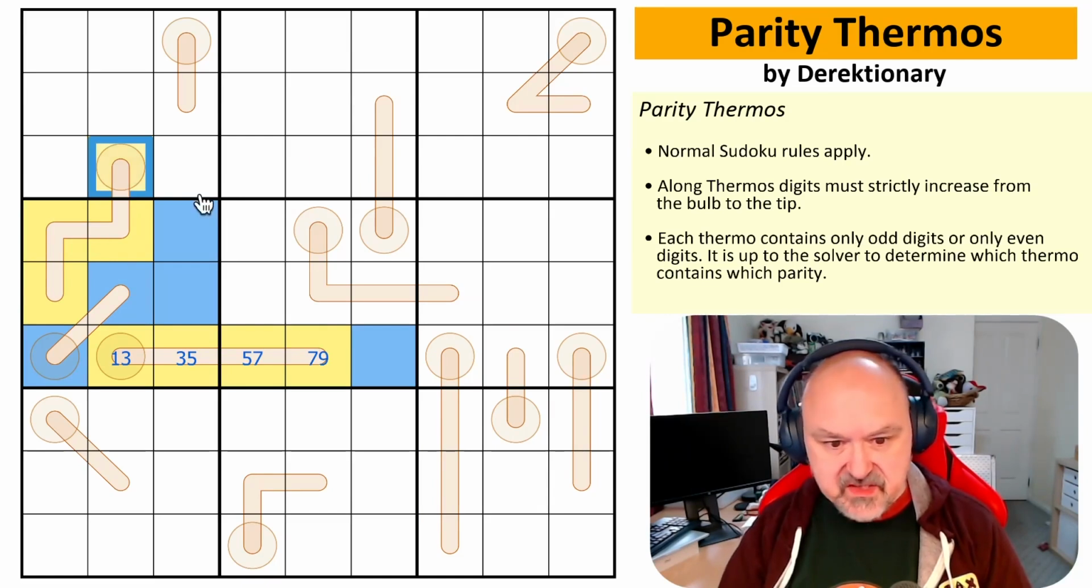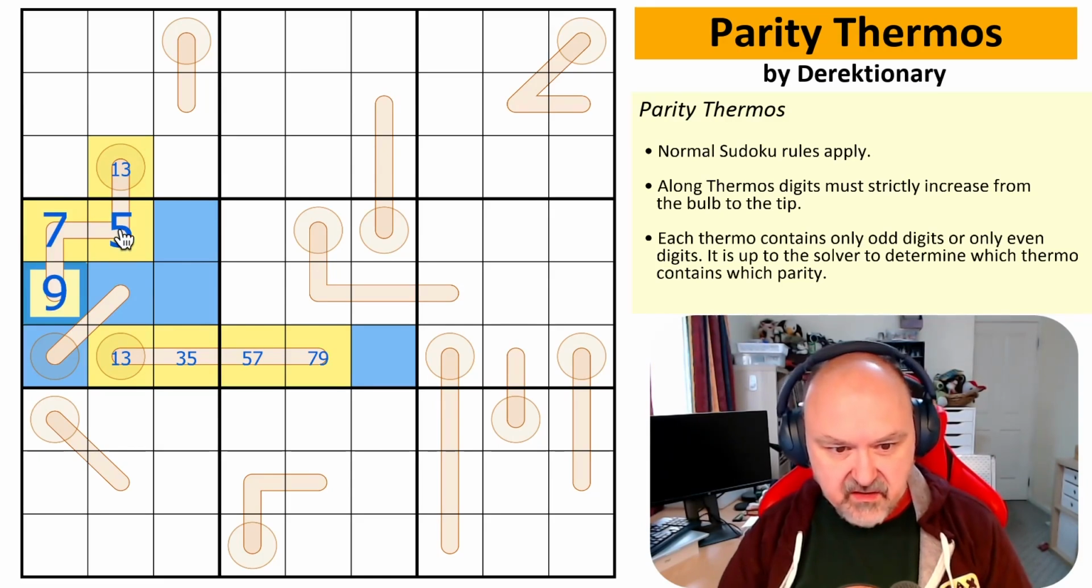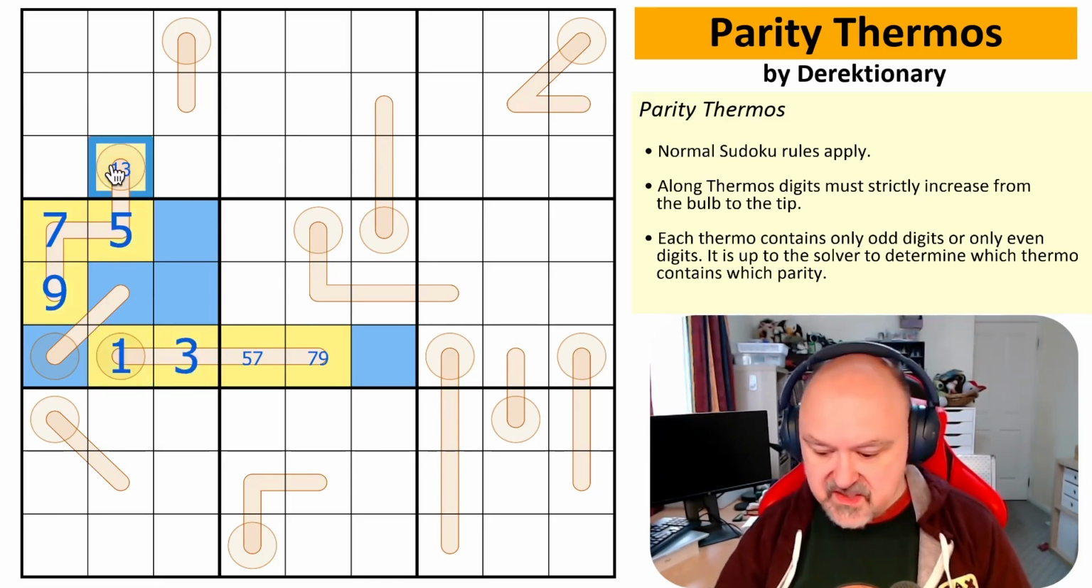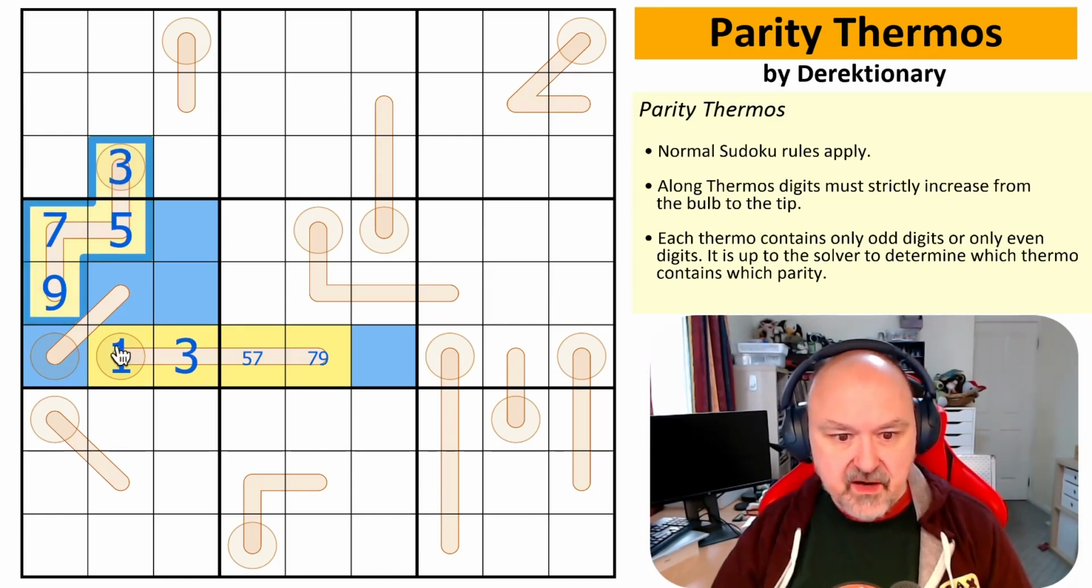So this is the same. This is 1, 3. And this would be 3, 5, except it can't be because I've got a 1, 3 pair. So this is 5, 7, and 9. That 5 makes this 3, which makes this 1, which makes this 3. That's a very cool break-in.